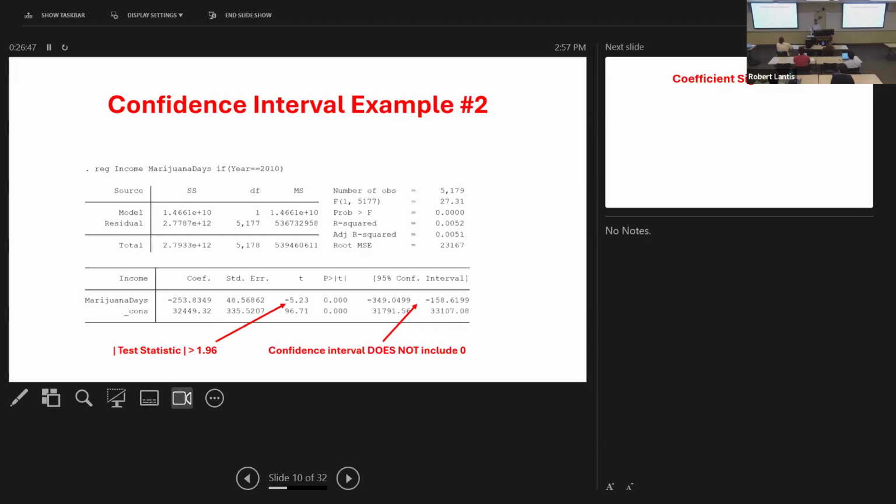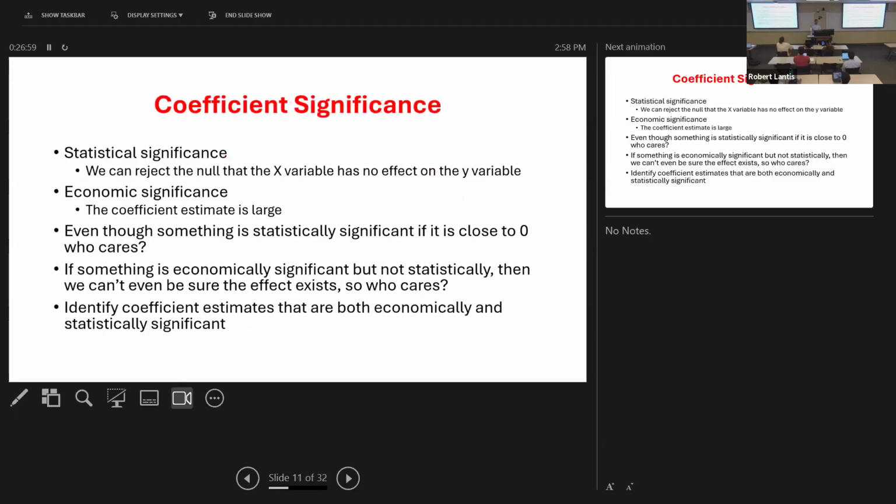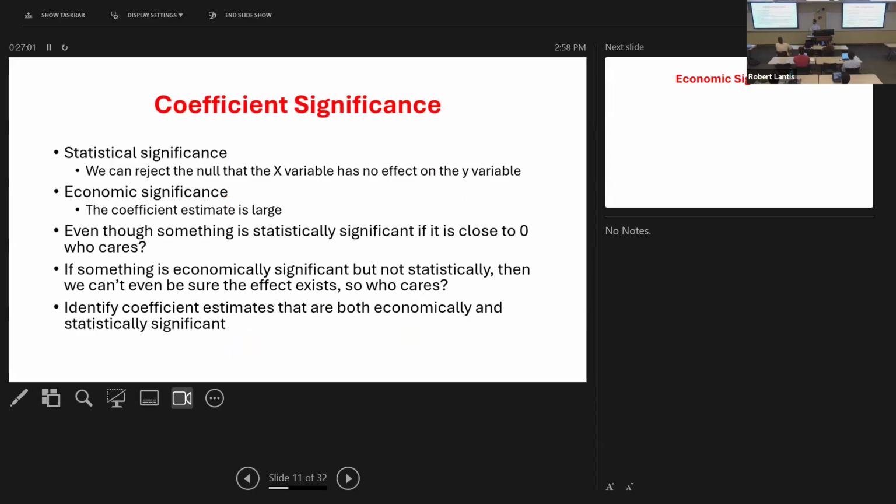So when we're talking about economic significance, we're generally looking at the size of that coefficient. If it's relatively small, then we may not say it has economic significance. If it's relatively large, it would. Now, there's a little bit of a caveat to that, which I think we'll look at in the do file here in just a second. But in an ideal world, we would find statistical significance and economic significance.